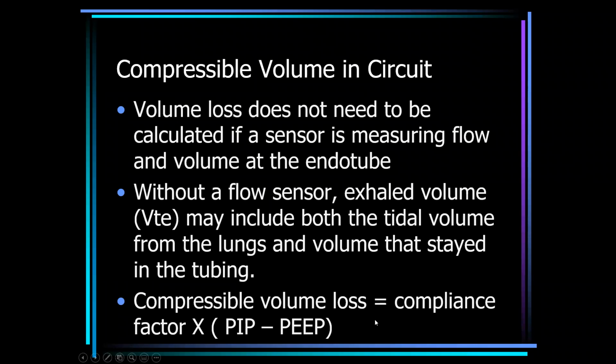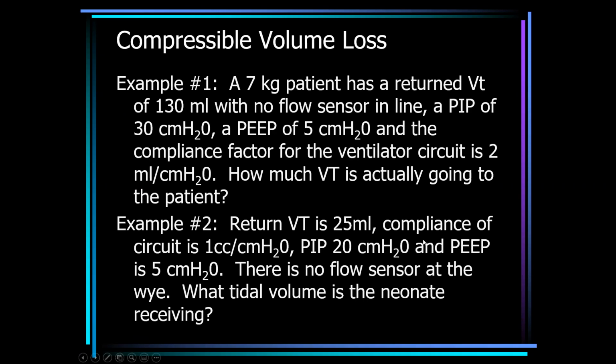Isn't it like the weirdest thing to call the volume that stays in the circuit compressible volume loss? But you guys know what that means, right? We're talking about the volume in the circuit. So there's a compliance factor for the circuit that you can find after you do the pre-use check. You can go in and find out what the circuit compliance is. And then you multiply that by your delta P, and that'll tell you the volume that stayed in the circuit. Sorry, you said the compliance factor is after you finish that? Mm-hmm.